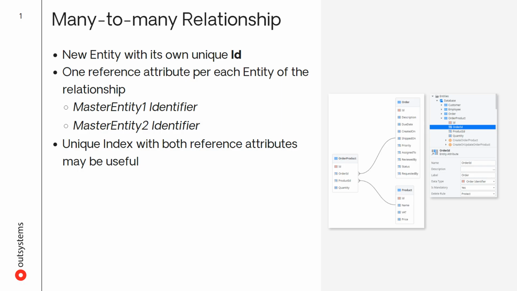To avoid duplicate records in this new entity, it may be useful to create a unique index with both reference attributes. This way, it would never be possible to add two records to order product with the same combination of order ID and product ID. And this is how we can define many-to-many relationships in OutSystems.